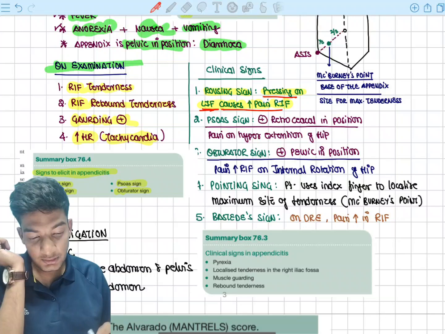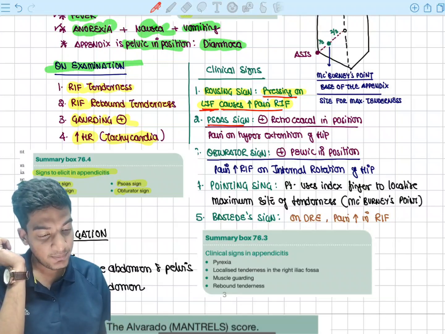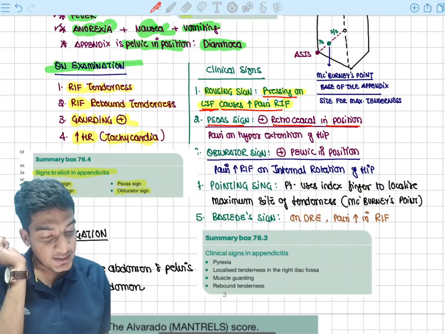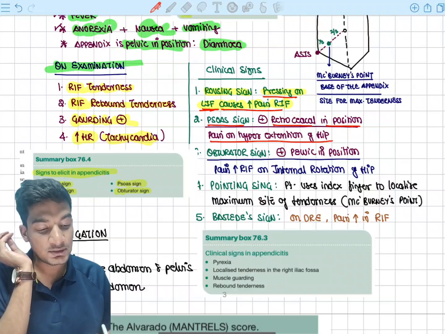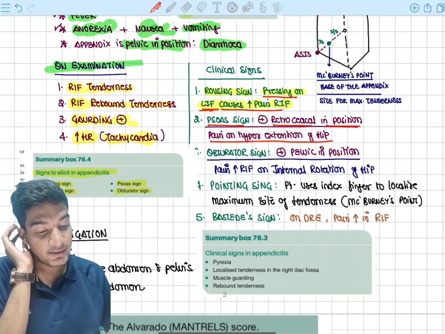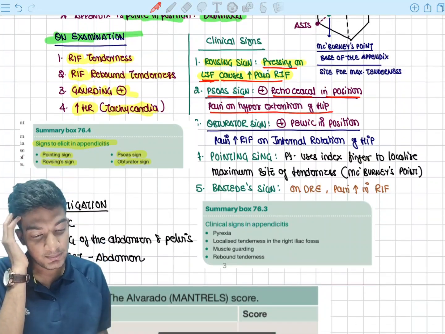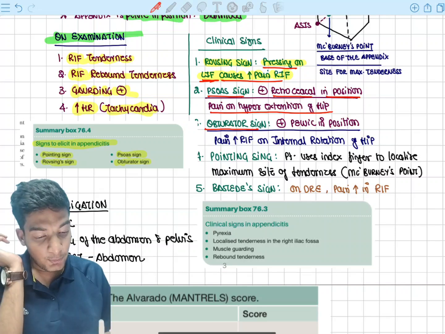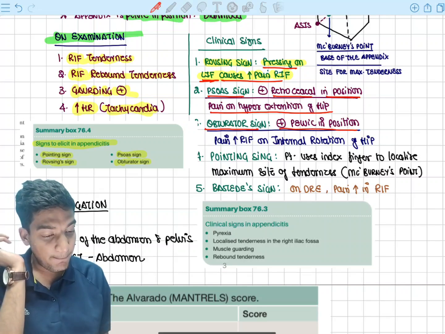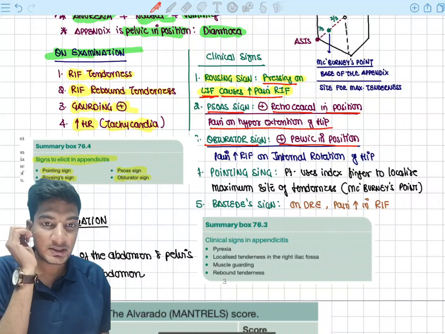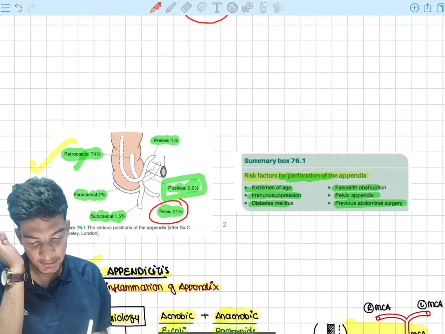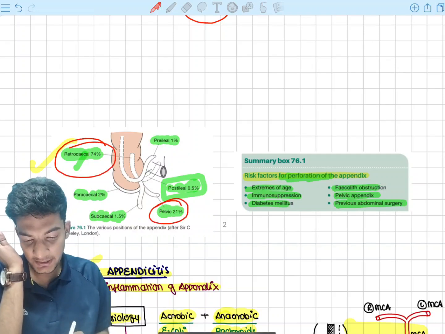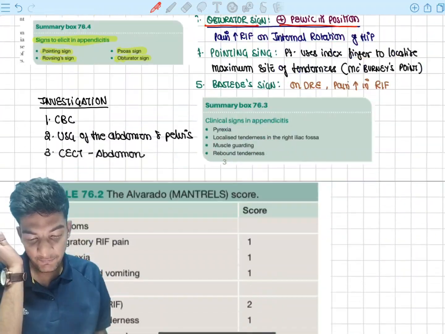The second sign to be elicited is the Psoas sign. It is positive in retrocecal position, with pain on hyperextension of the hip. The hyperextension of the hip will cause the pain as the retrocecal appendix basically lies on the psoas muscle. Next is the obturator sign, which is positive in pelvic position. The pelvic position is about 21%, as we have dealt with already. Here it is pelvic 21%, and retrocecal is 74%.